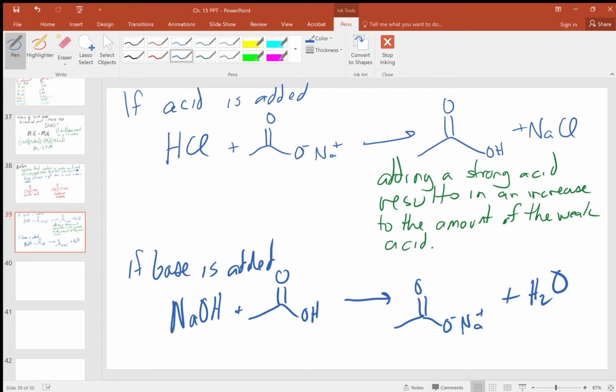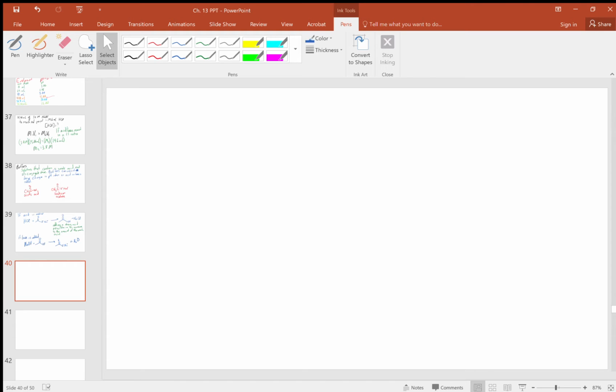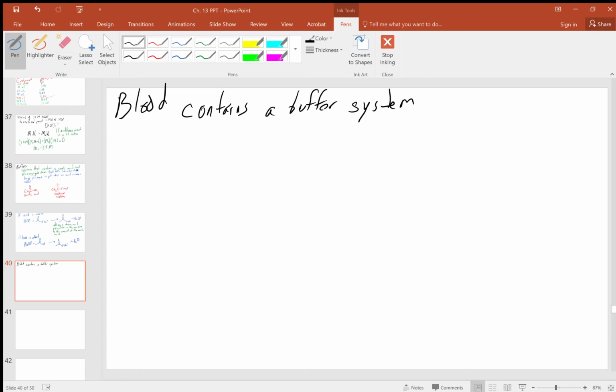And there's many important examples of buffers, but probably the most important example of a buffer is one that exists biologically. And that's the buffer that we have in blood. So blood contains a buffer system which keeps our pH around 7.40.